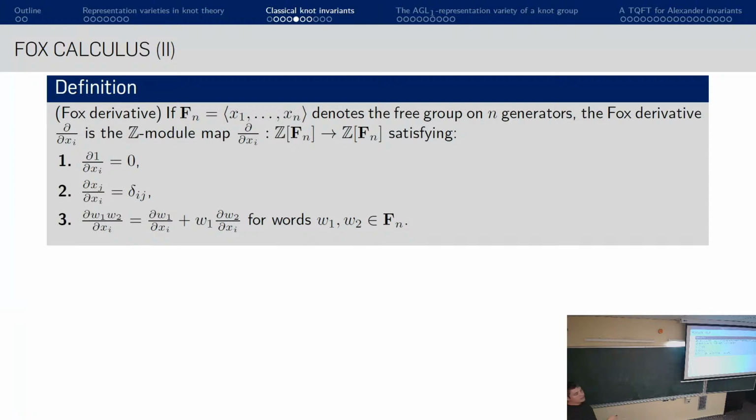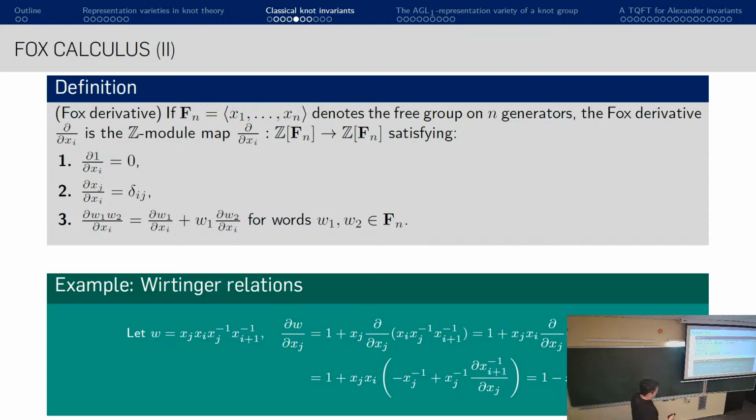The derivative of 1 is 0, that makes perfect sense, of the trivial word, the unit. Then the derivative of xj, of any generator with respect to any other, is the Kronecker delta, which also makes perfect sense. And now the main difference is that the derivative of a product doesn't satisfy the Leibniz rule. It's the derivative of the first times 1, so not times the other, plus the first times the derivative of the second one. So there's a certain asymmetry here with respect to usual derivatives.